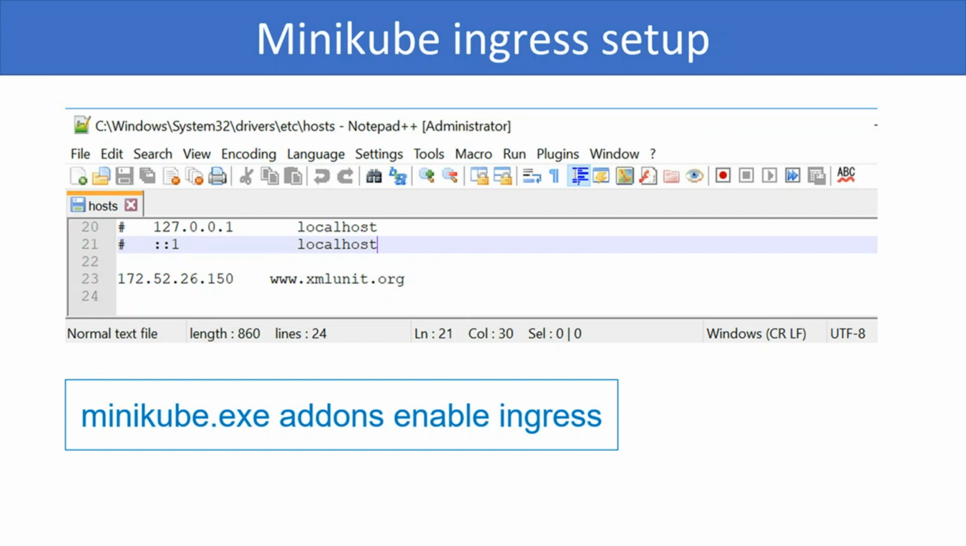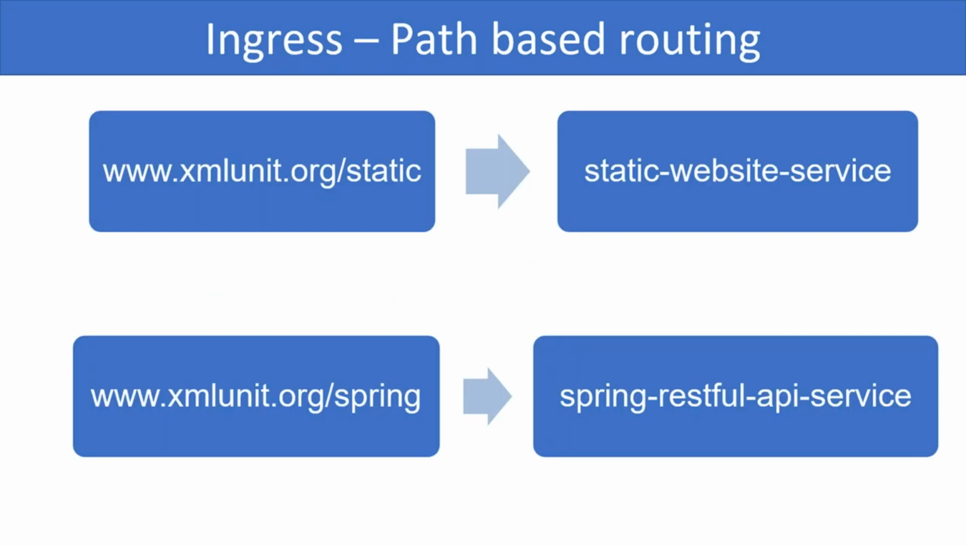In a production cluster, we would need to install the Ingress controller, but luckily for us, Ingress in Minikube is just an add-on. We enable it by typing in minikube.exe addons enable ingress. This will install the Ingress controller. The configuration for Ingress is called Ingress rules. We write it in a YAML file. Let's write our first file that will create the path-based routing. We want all requests for www.xmlunit.org/static to be sent to the static website service and xmlunit.org/spring to be sent to the Spring RESTful API.